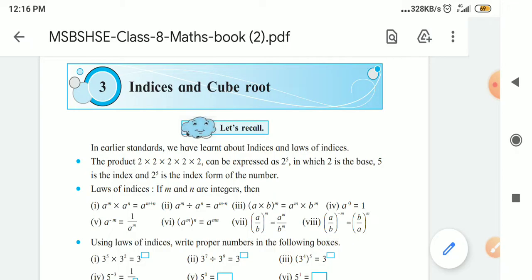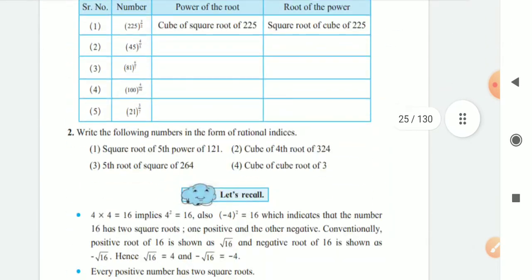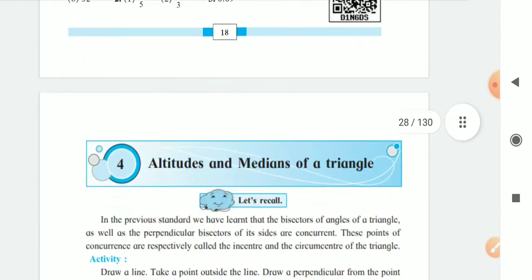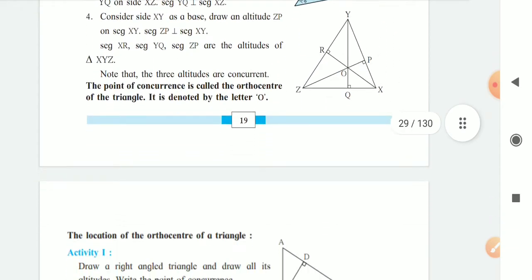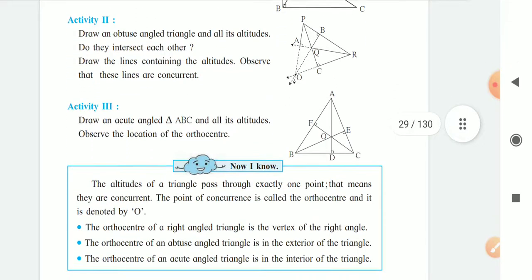After this lesson, we have to take the fourth lesson, that is the altitude and median of a triangle and how to draw them. It is a geometric construction, so that lesson we are taking after the next lesson.